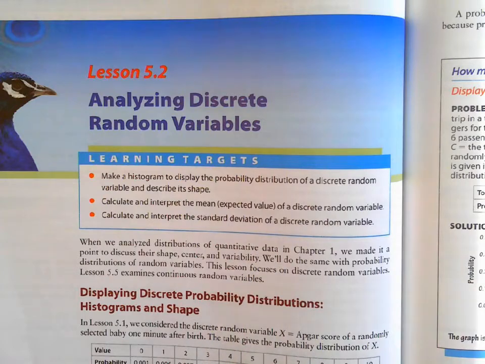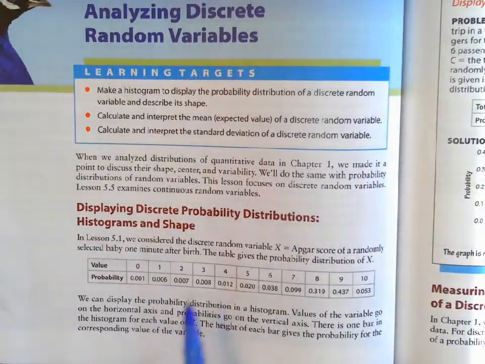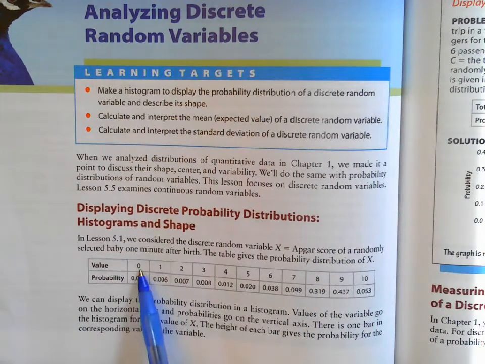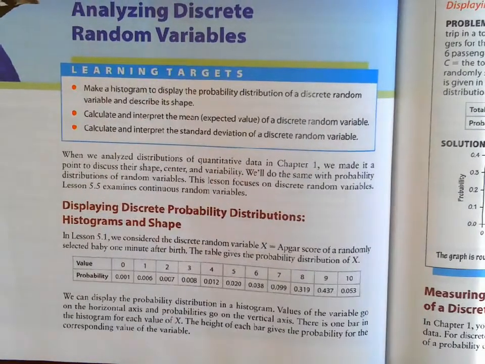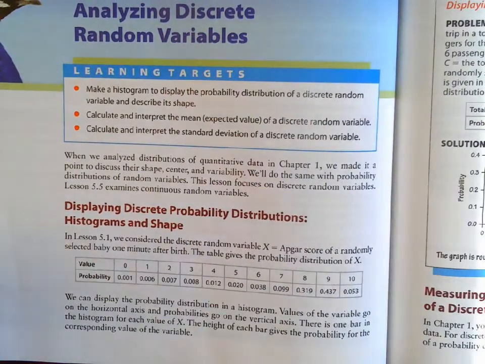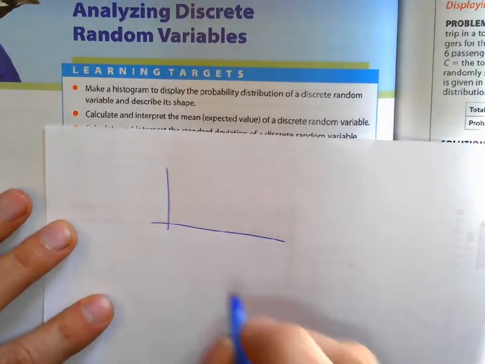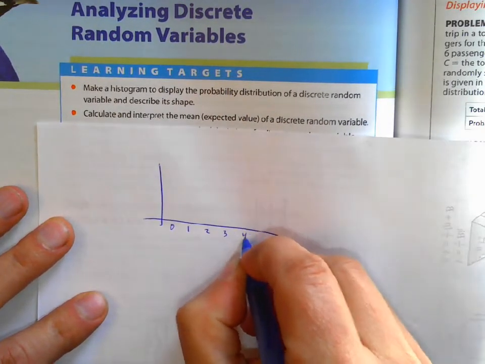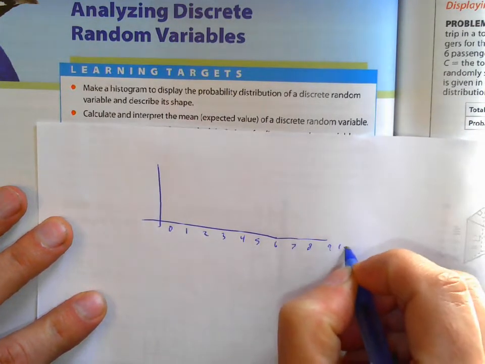Okay? So first, let's look at something we did yesterday. We looked at the APGAR score, right? So X is the APGAR score of a baby. Remember, they have a score from 0 to 10. These are the probabilities of those things. To create a histogram for this, this is how we do it. So the scores could be a 0, a 1, a 2, a 3, a 4, a 5, a 6, a 7, a 8, a 9, or a 10.